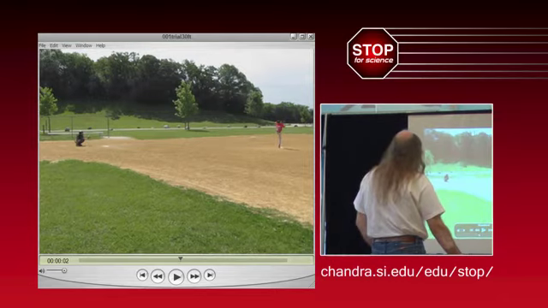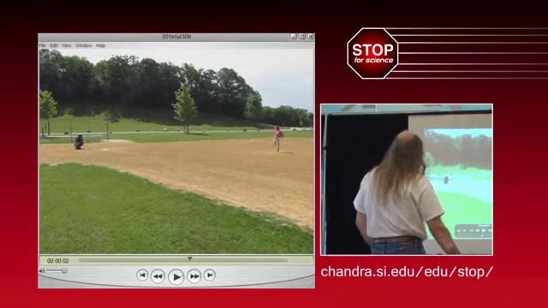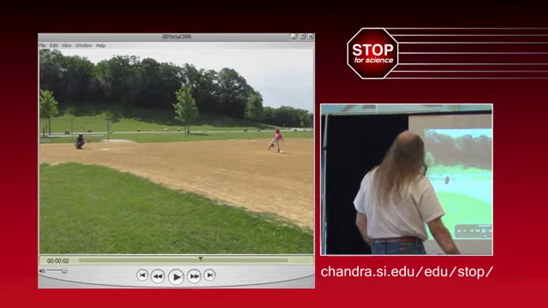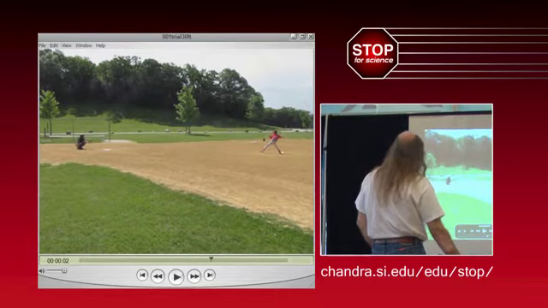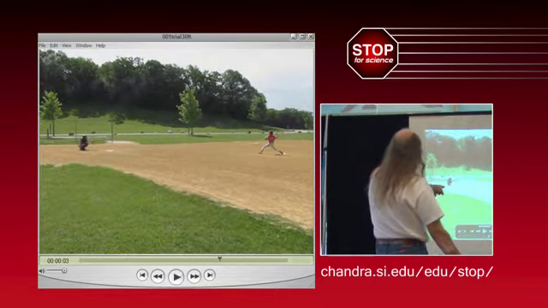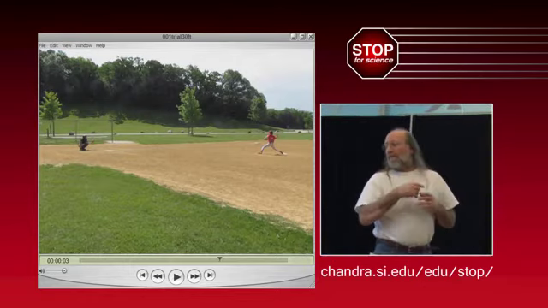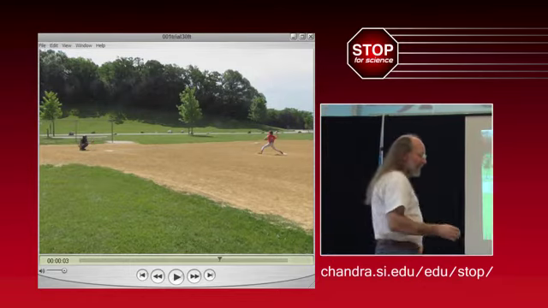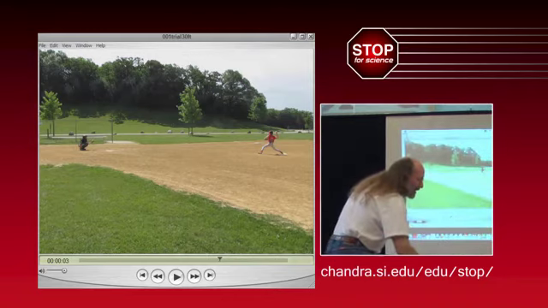1, 2, 3, 4, 5, 6, 7, 8, 9, 10, 11, 12, 13, 20, 30, there, change to 3. So it takes 30 steps to go 1 second in this thing, okay? And that's all the information we really need.